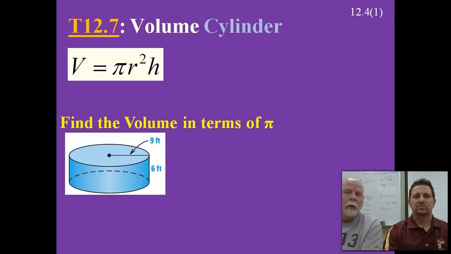So let's go to volume of a cylinder. Basically the same thing. It really is the same formula. Volume equals base times height. Area of the base times the height. It's just that the base is a circle, so we can always think of it as pi r squared.